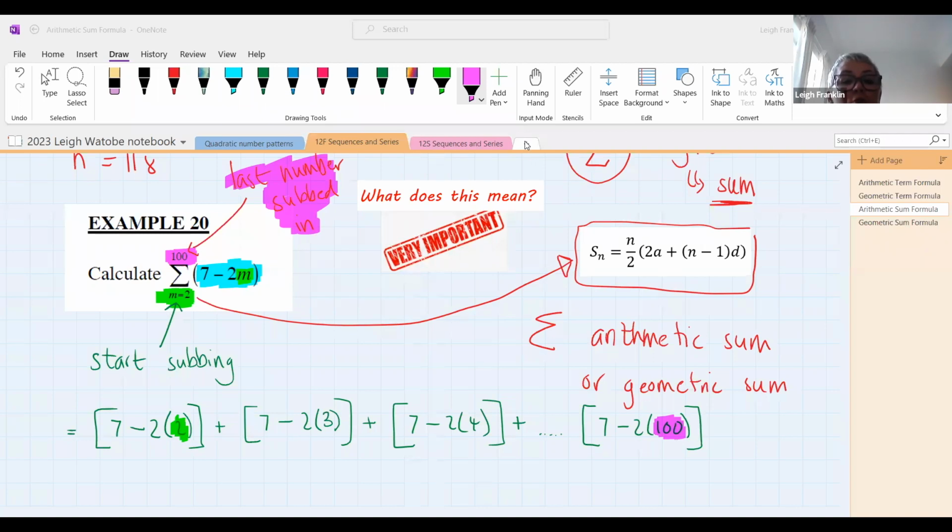Okay, Zoom user says 3 minus 1 equals. You can use sigma notation for geometric and for arithmetic sums.